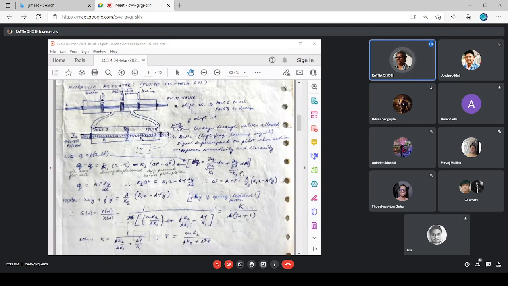Now, why is this positive and this one negative? Because of the nature of the changes. If this one shifts to the right, this also shifts to the right. Y also shifts to the right. So, there's oil flowing into this one. Oil flow rate is positive into this one. While this one is negatively impacted by change in delta P. So, hence this is minus K2.